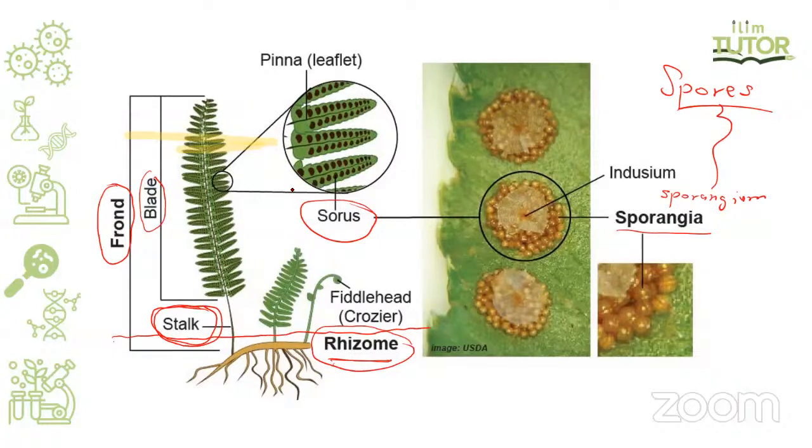When we zoom into the blade, we will see that it consists of leaflets. Each of these leaflets consists of what we call a sorus. The word sorus is singular. The word sori is plural. So each sorus consists of sporangia. Like I said, sporangia is plural, sporangium is singular. Within each sporangium, we have spores. So these are little things that you need to take into consideration when you are trying to remember what a fern looks like.